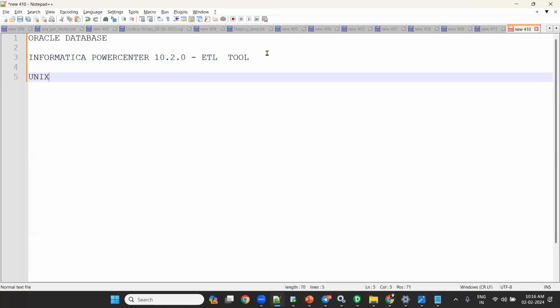And we are learning Unix commands. These three things we are going to learn in this training. Are you clear, please, what and all we are learning? Are you clear?